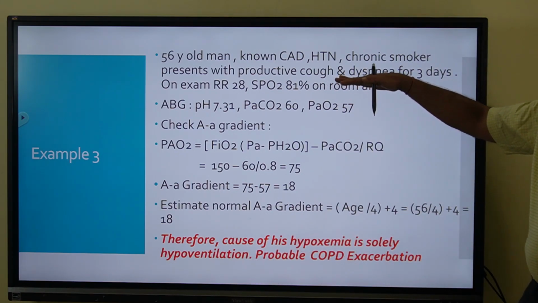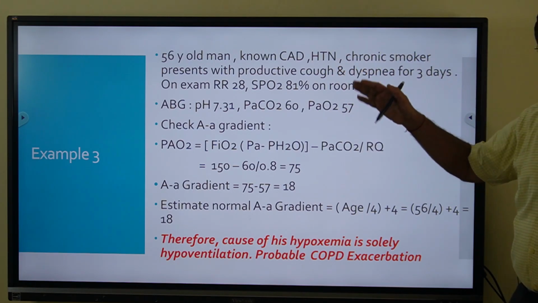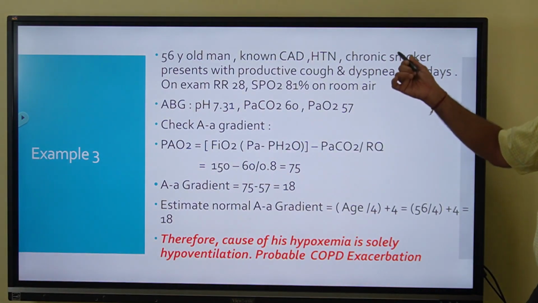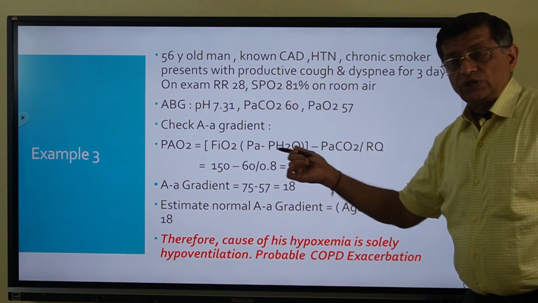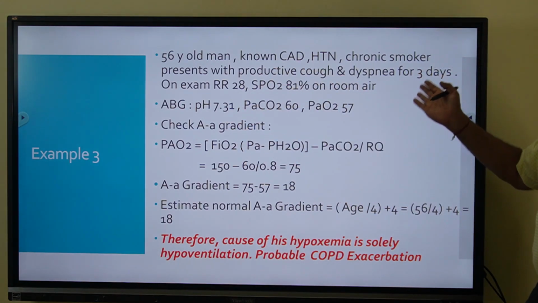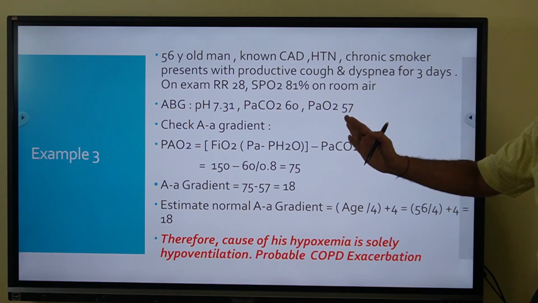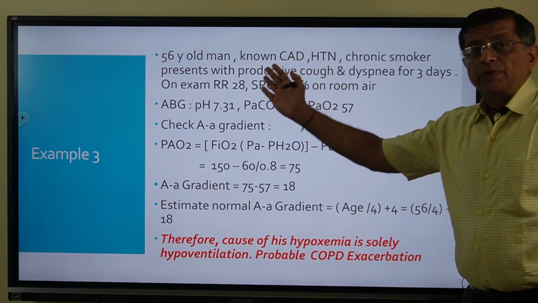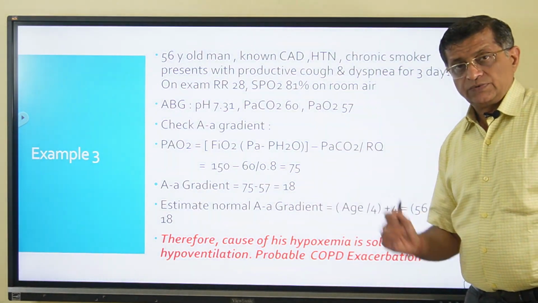Otherwise, seeing this example, you will probably be tempted to think he has pneumonia and give antibiotics. But after seeing this, given that he is a chronic smoker and has respiratory acidosis, it is amply clear that he has only COPD exacerbation and not heart failure or pneumonia. So this helps in preventing unnecessary use of antibiotics or other measures.